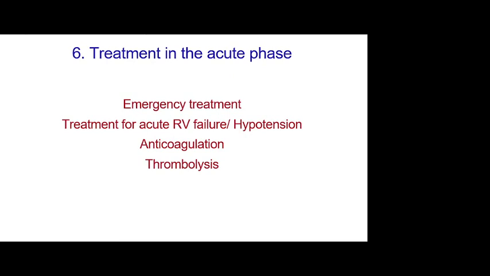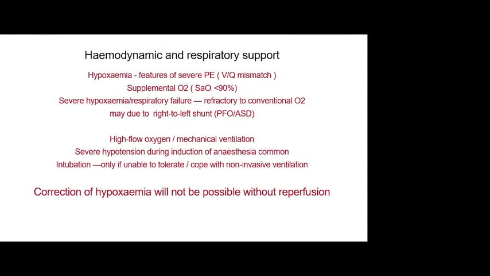So after diagnosis and after assessing the severity of the disease, we have to lay down the management plan. It can be done in the emergency department: treating the acute right ventricular failure and hypotension, and specific therapies like anticoagulation and thrombolysis. Then hypoxemia is very common, as I mentioned, because of VQ mismatch. So we can give supplementary oxygen. High flow oxygen also can be given.